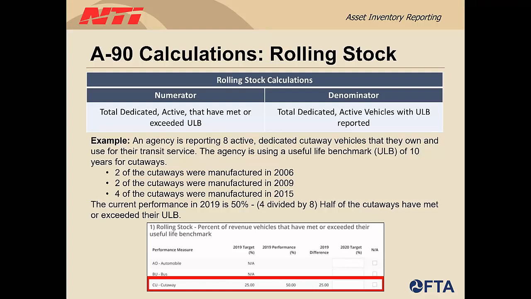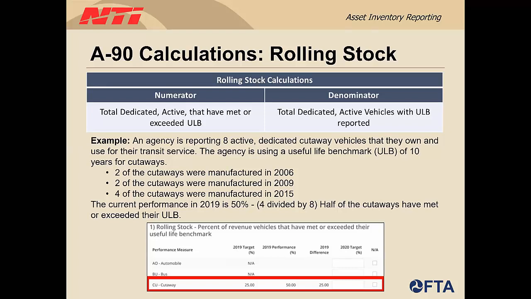The A90 form calculates the current performance by taking the total number of dedicated active vehicles that have met or exceeded their set useful life benchmark and dividing by the total number of dedicated active vehicles with a useful life benchmark reported.